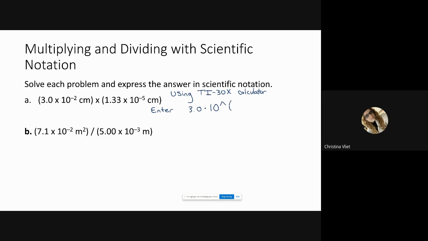Then, to make sure that your exponent is negative, you have to use the negative key. The negative key is actually right next to enter. It's in parentheses. And then the number 2. Multiplied by 1.33 times 10, exponent again, negative 5.